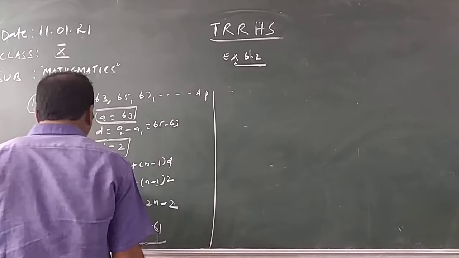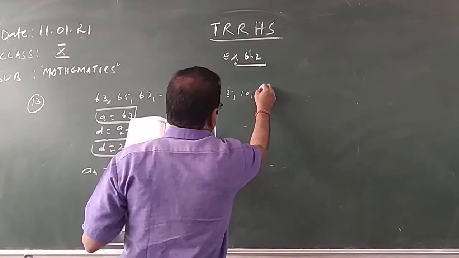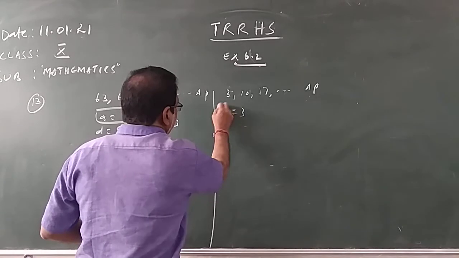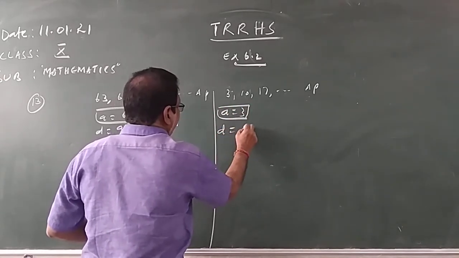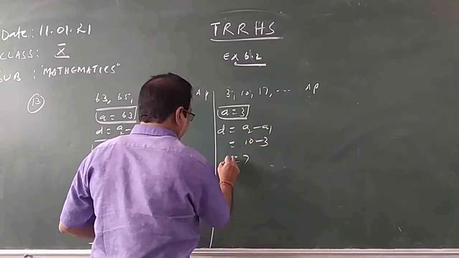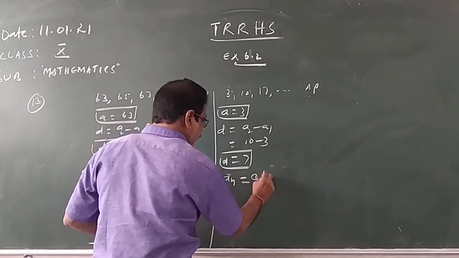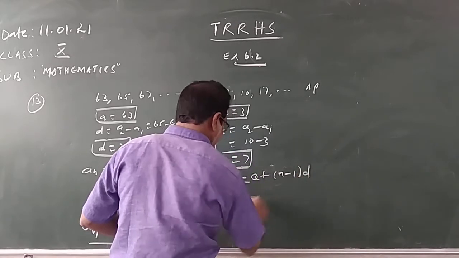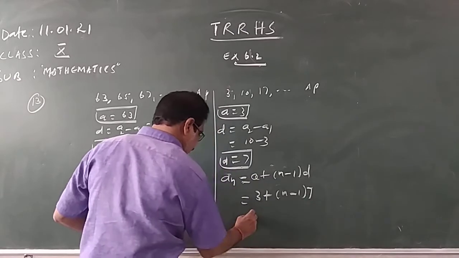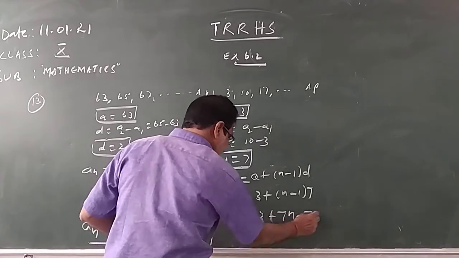Now the second AP is 3, 10, 17. Find its nth term. a equal to 3. d is the common difference, a2 minus a1, 10 minus 3, which is 7. The nth term is a plus n minus 1 into d. a is 3 plus n minus 1 into 7, 3 plus 7n minus 7, which is 7n minus 4.